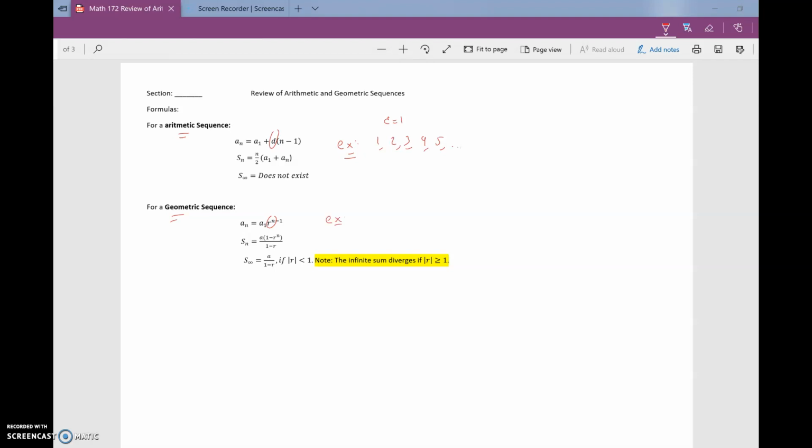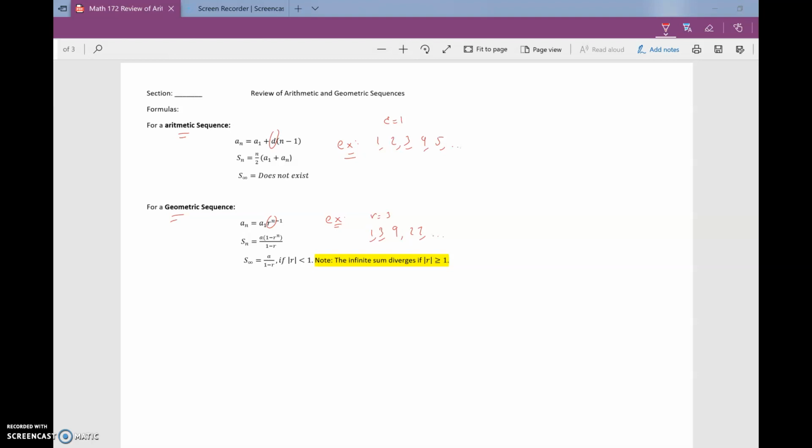Now, for geometric sequences, I'll just say r is equal to 3, and I'll start with 1. So instead of adding a numerical value, you keep multiplying by r. So the next value should be 3. The next one should be 9. I'm multiplying, well, technically 1 times 3, and then 3 times 3 is 9. Then the next value is 27, and the pattern goes on and on in that form.